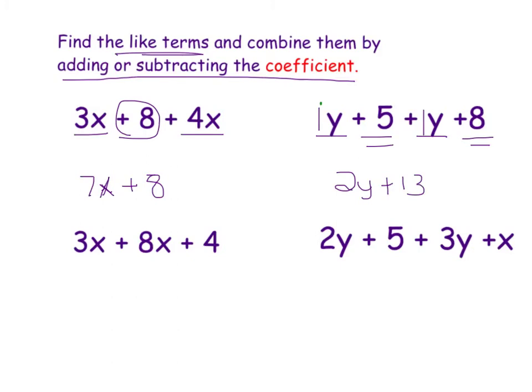Third example, I'm going to find my like terms. 3x and 8x. 3x plus 8x, so 3 plus 8 is 11 x's. This does not have an x. It cannot be combined, but it is part of the expression, so we just have to leave it plus 4.